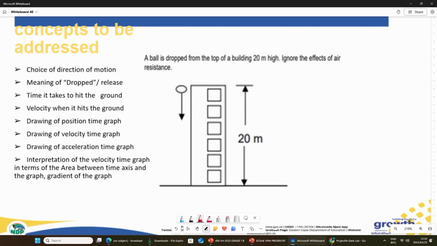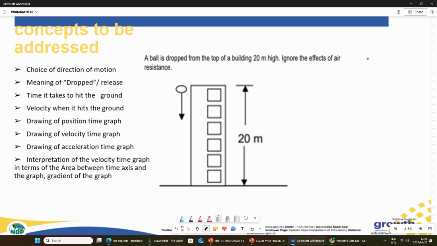Okay, so now let's look at the problem that we're having here, that is for an object that is being dropped from a certain height, okay? We're given that a ball is dropped from the top of a building that is 20 meters high. So that means here we're given our delta y, okay? We ignore the effect of resistance. If we ignore the effect of resistance, then we must know our object is in free fall. The only force acting there is gravity, okay?